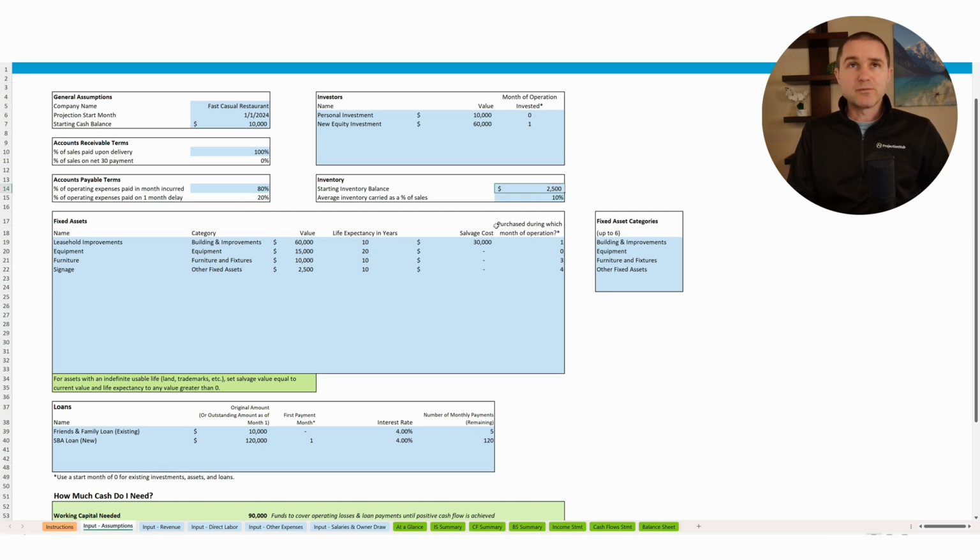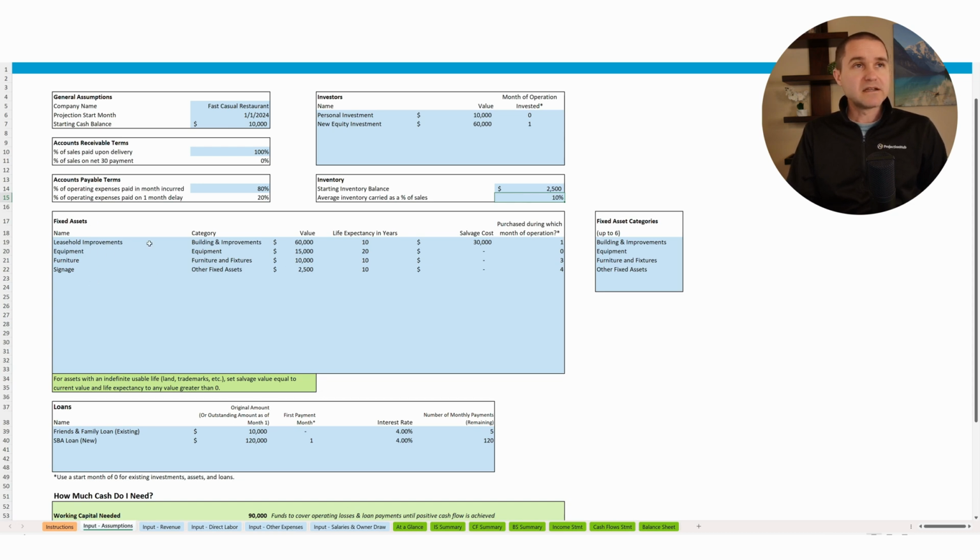On the inventory side, you can put your initial starting inventory and then the percentage of inventory that you would hold on hand as a percentage of sales. I'd recommend just putting a relatively small percentage here, maybe 10 to 30%. What this is going to do is just keep some inventory on hand. But since a lot of food products are going to be perishable, you're probably not going to keep more than a week or two worth of supplies inventory on hand in most cases, I would expect.